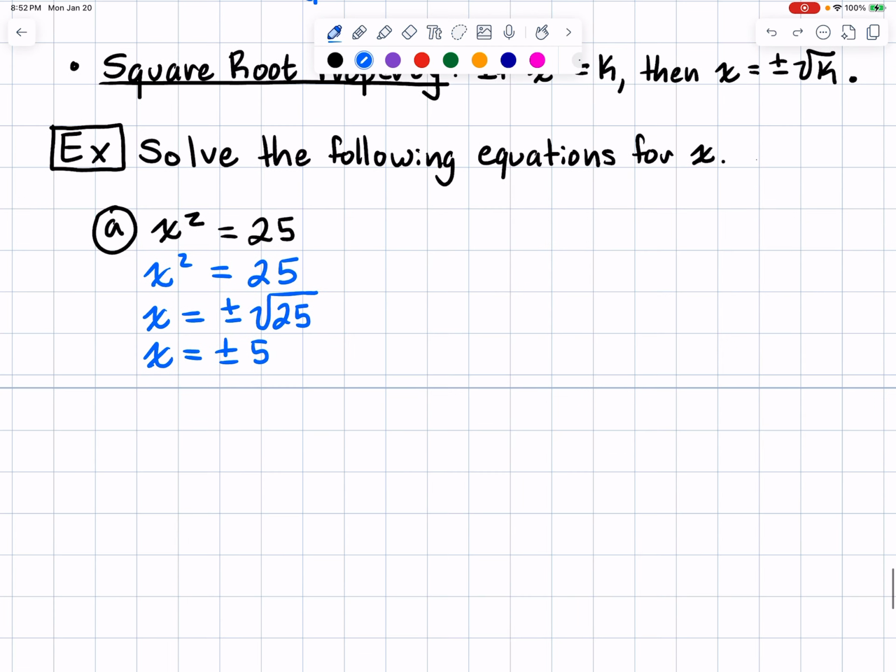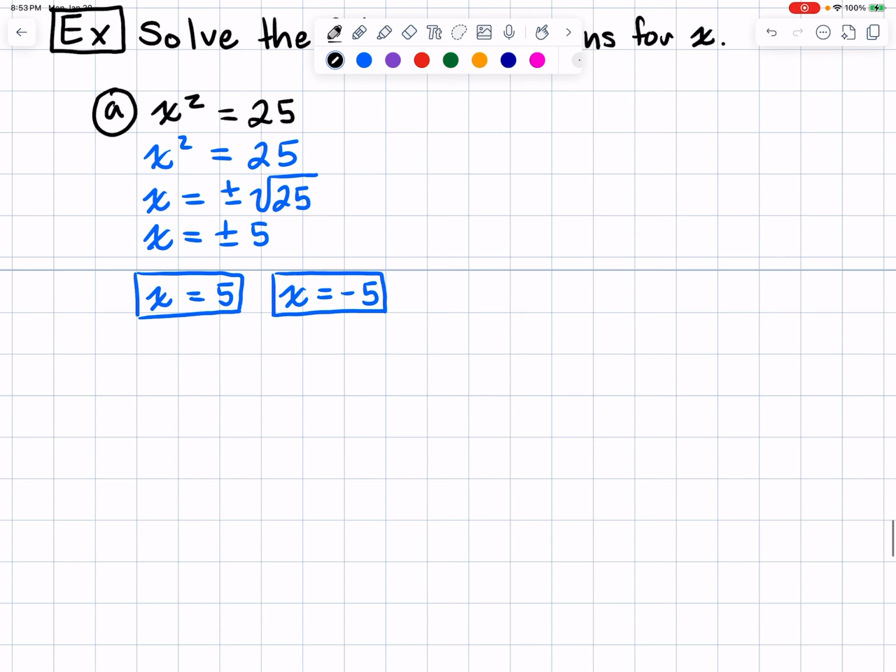All right, so we're going to want to write our answers, though, as x equals 5 and as x equals negative 5 as separate boxed answers here. That's how we want to make sure we're writing our answers for these. So that's how we do the first one. All right, I have another one for you. Part B.